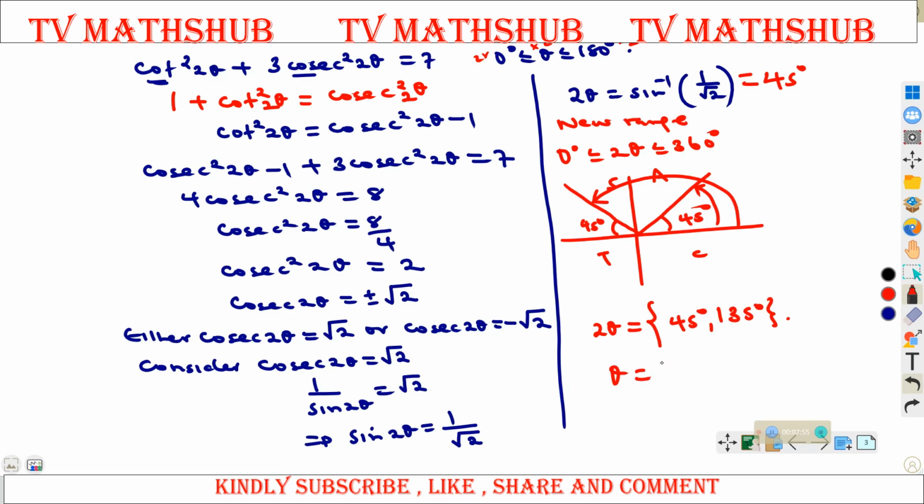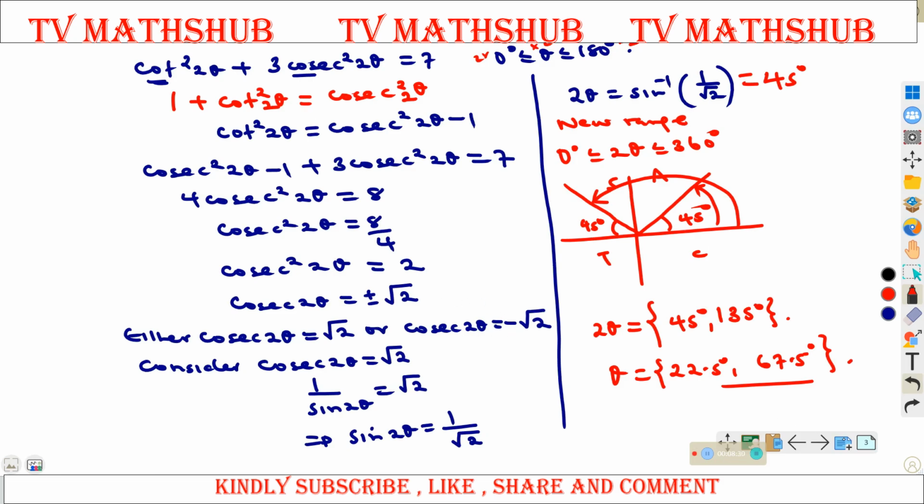So theta will be the same as, we divide each by 2. So we shall have 22.5 degrees and 67.5 degrees. Those are the angles that we get when we consider sine of 2 theta equaling 1 upon the square root of 2. And the next one, we shall consider sine of 2 theta equaling negative 1 over root 2.